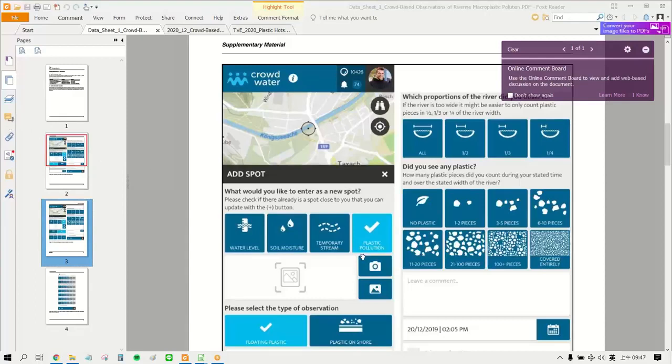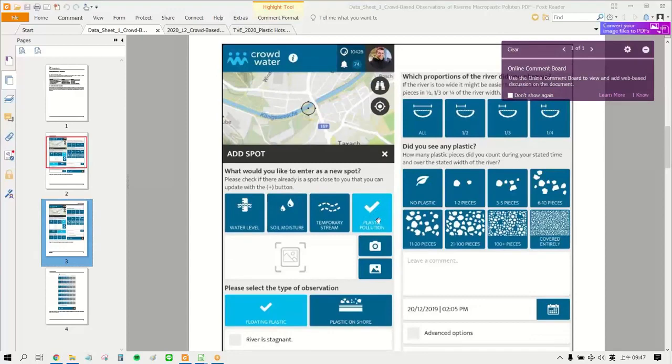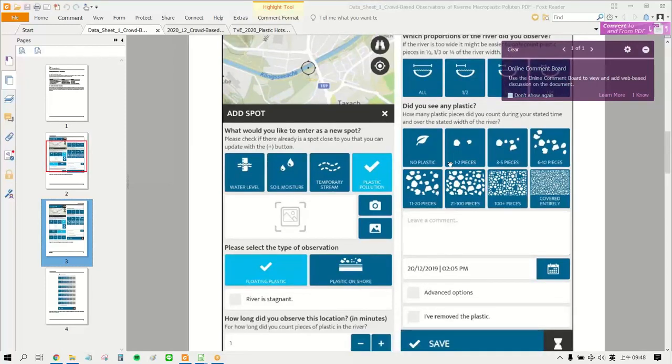But now they extended the functions. They give it more function. It's called plastic pollution. In plastic pollution, you can upload your photos from your album, or take the photo right there, and you can choose the type. You can do the floating plastic or plastic onshore, which means riverbank. And there are many options here.